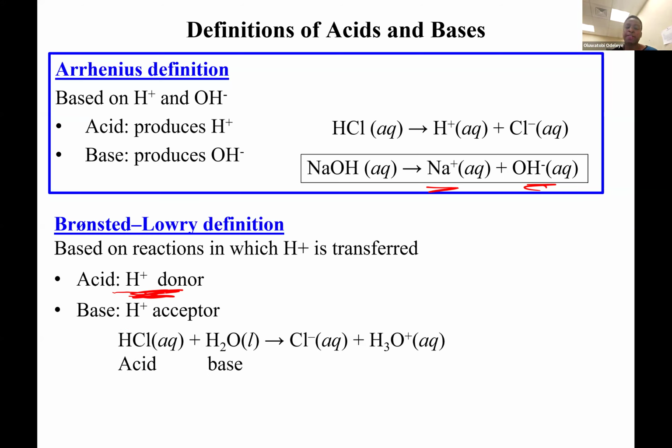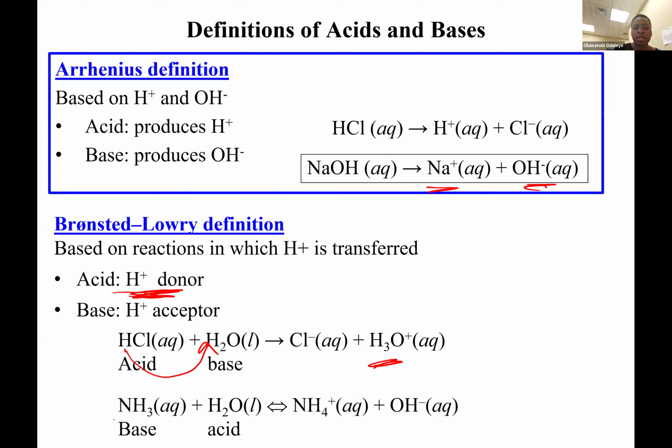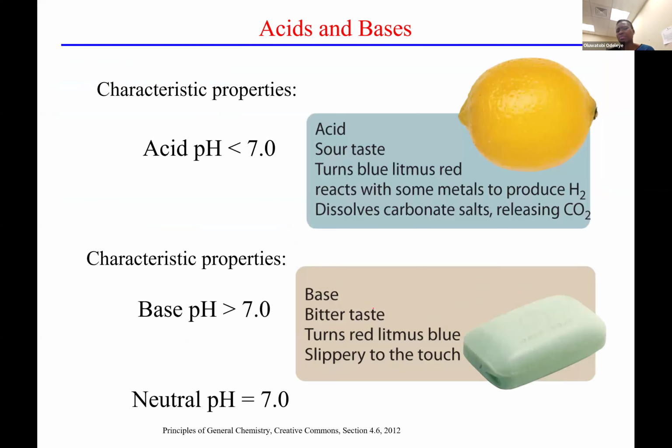And so in this case, when HCl combines with water, it donates a hydrogen to water to give H3O+, which is the hydronium ion, and the chloride ion. On the flip side, when NH3 combines with water, it accepts a proton to give you NH4+, the ammonium ion, and the hydroxide ion. So you'll see that with this definition, we're still seeing OH- and H+ in there, but it just is a broader definition. Okay, here are some characteristics of acids and bases. You can read this, so I'm not going to read it to you, but the big thing here, acids have pHs less than 7, bases have pHs greater than 7, and then a neutral pH is equal to 7.